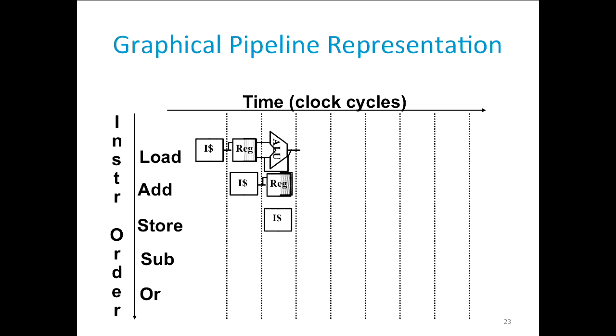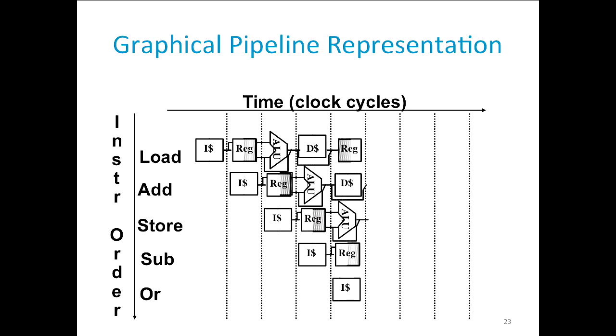Move to the third cycle. This guy's now in execute. You're now reading registers here. And now this guy is fetching. This guy incremented the PC another +4 to get to the store instruction. And so on. And so at this cycle, 5 cycles later, we have 5 different instructions in 5 different stages of the pipeline. Okay? So that's a big speedup.